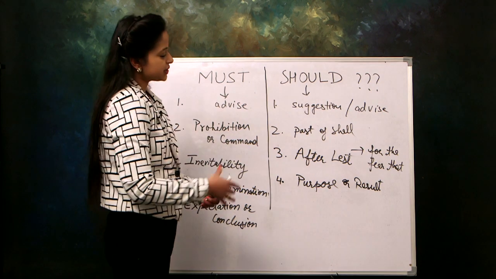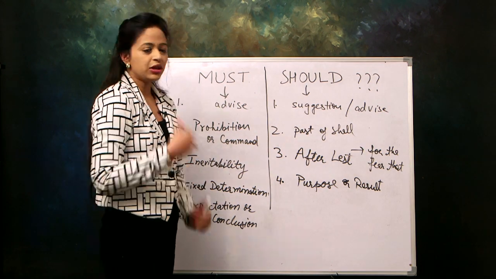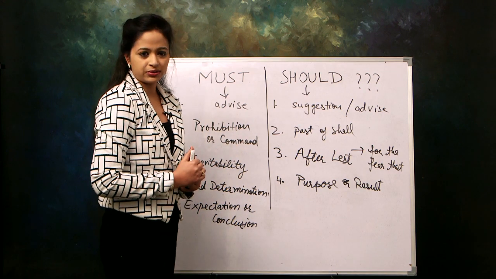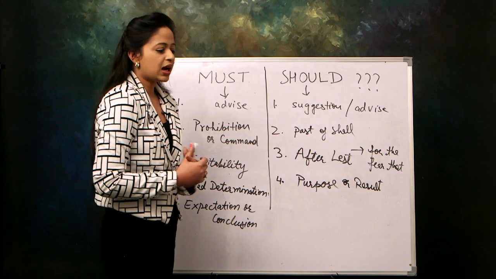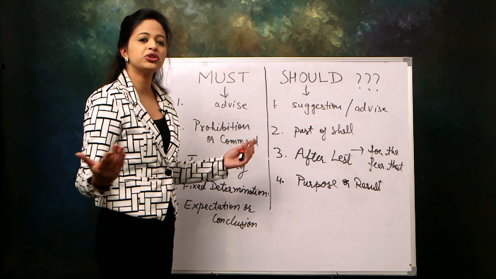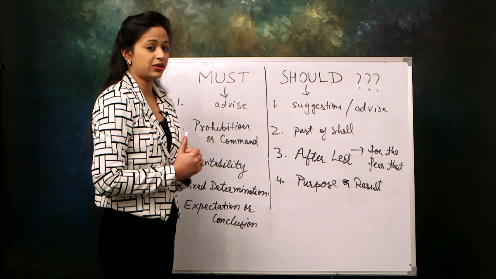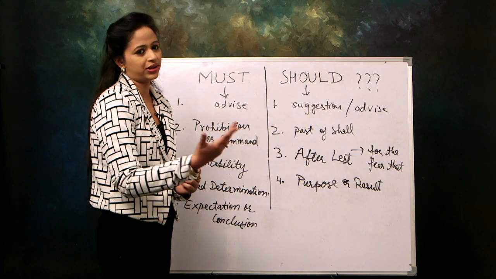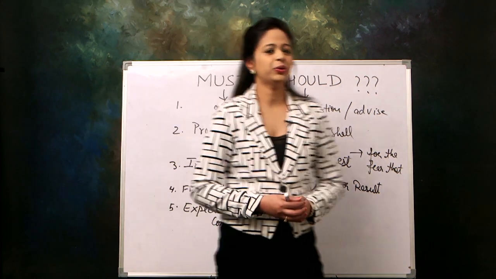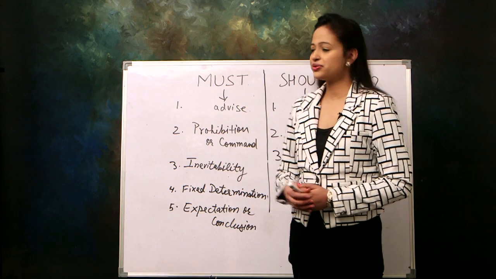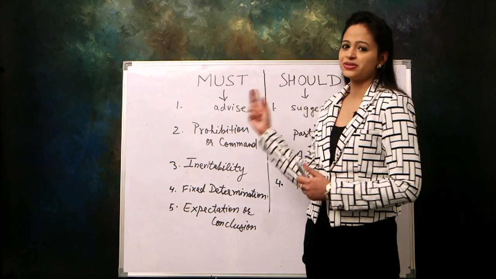Next use of should is purpose or result. You talk about your purpose of doing something. For example, you say, I spoke softly so that no one should overhear me. The father advised his sons in order that they should work hard, and so on. So students, I hope now you would not get confused where to use must and where to use should.